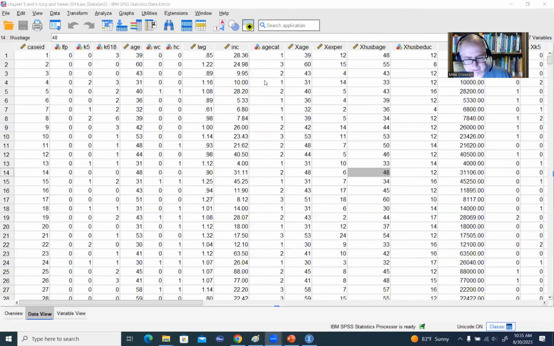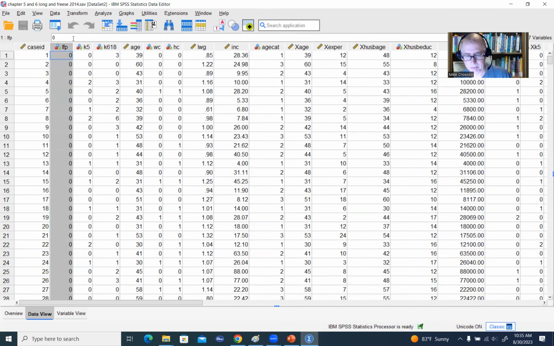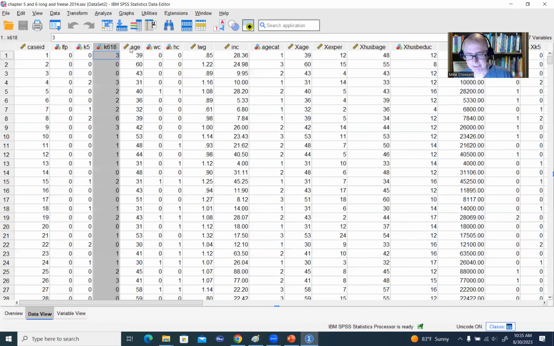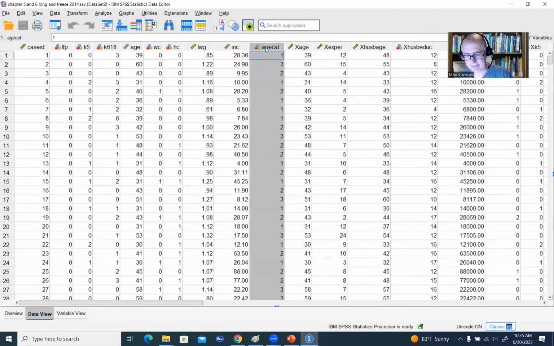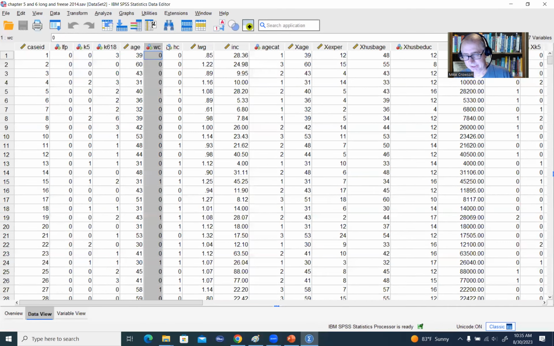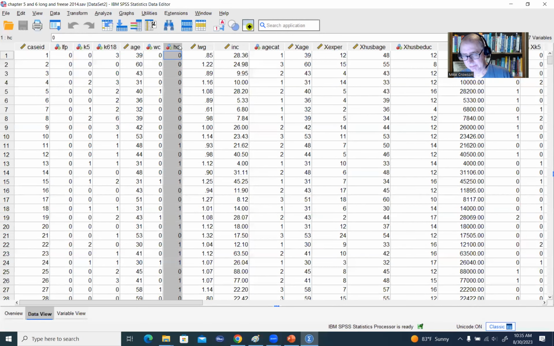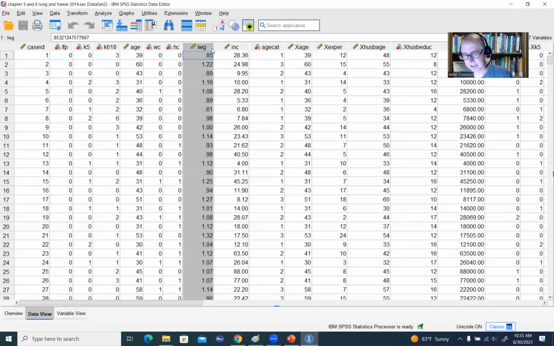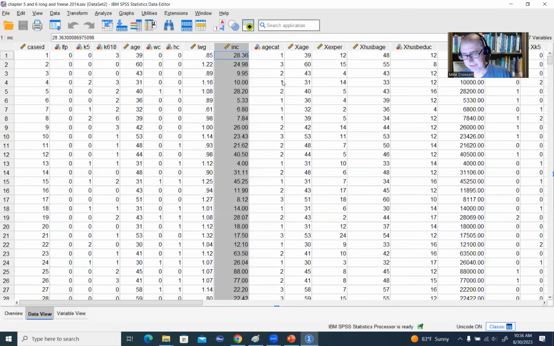Okay, so here's our data set, and this is our outcome variable right here, whether a woman was in the labor force or not. Again, 0 indicates a woman not being in the labor force, 1 indicating that she was. This is our K5 variable, K618. We're not using the age, but rather this age cat variable over here. So there's the previous college or having college, husband having college, there's the log wage, and there's the family income.